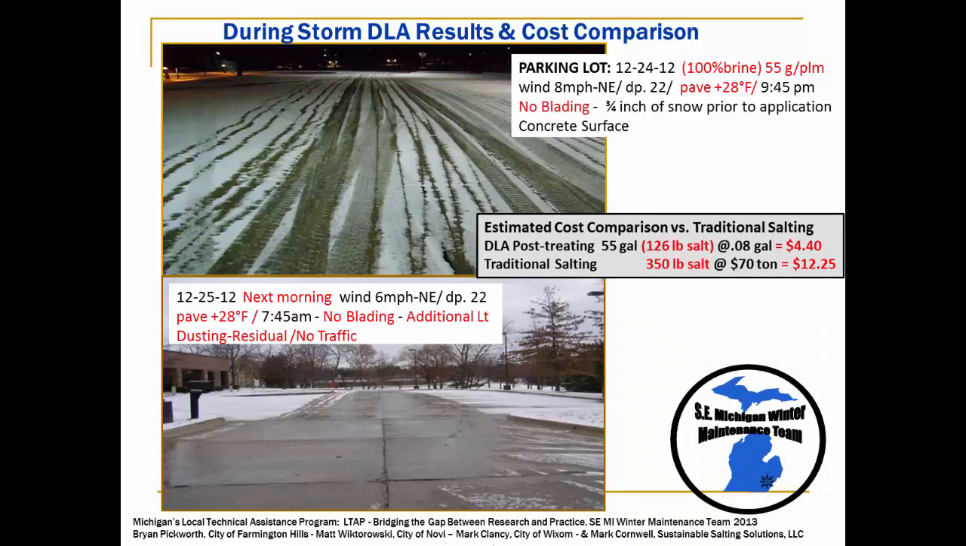The gray box is used to illustrate the difference in cost between DLA and traditional salting. All such estimates are based on $70 per ton of salt and 8 cents a gallon for salt brine, and do not represent the actual data relative to the application shown. Here DLA results were achieved using the equivalent of 126 pounds of salt per lane mile versus 350 pounds for traditional salting, and at an estimated cost of $4.40 compared to $12.25, a 64% reduction in cost.